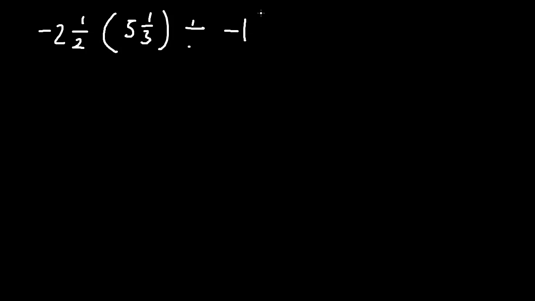Okay, so let's say we had negative 2 and 1 over 2 multiplied by 5 and 1 over 3, and then that divided by negative 1 and 7 over 9. So now looking at this expression, first of all, we should think of BEDMAS.